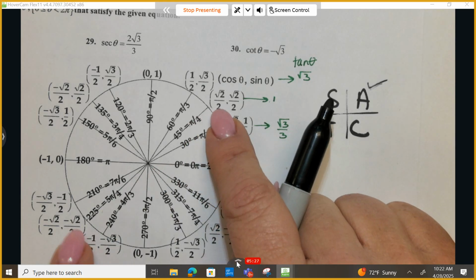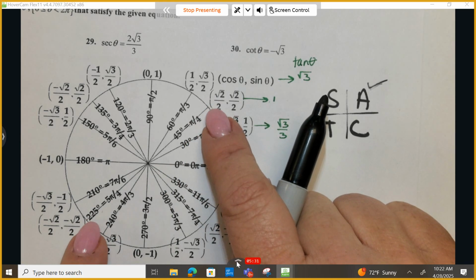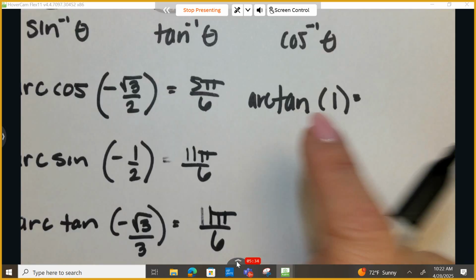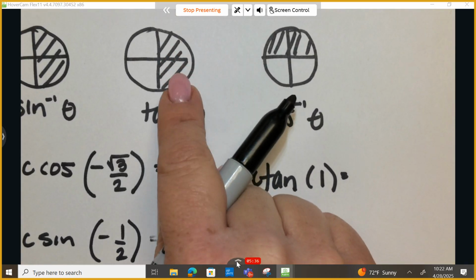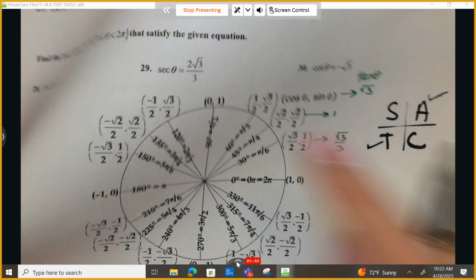Now, because the tangents are positive in quadrants 1 or 3, how do I know which one to select? Okay, arc tangent has to be in 1 or 4. These are the two answers. The only one that's in 1 and 4 is pi over 4.